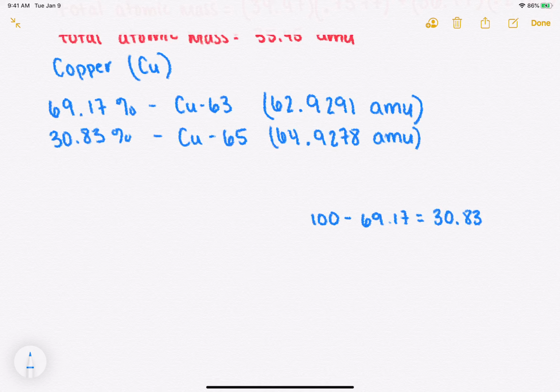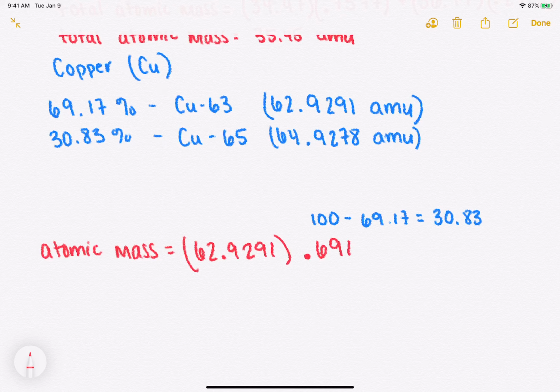So now we do just what we did above to calculate the atomic mass. So we have the atomic mass is going to be equal to the mass of the first isotope times its percentage, written as a decimal, so 0.6917, plus 64.9278 times 0.3083.